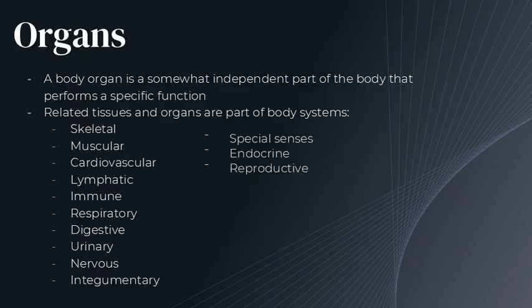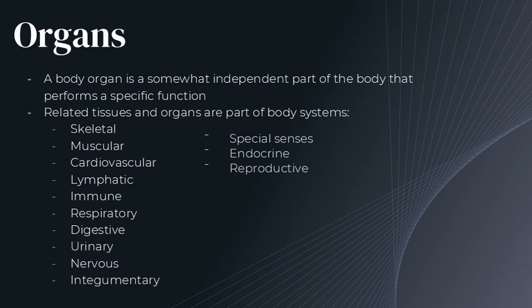Okay, so inside these cavities, within these regions, we find the organs themselves. What's the formal definition of an organ? Slide 15 defines it pretty well. A body organ is essentially a somewhat independent part of the body that carries out a specific function or set of functions. Think heart, lungs, liver, brain. Each has its job. Right, and they don't just float around doing their own thing, they work together.